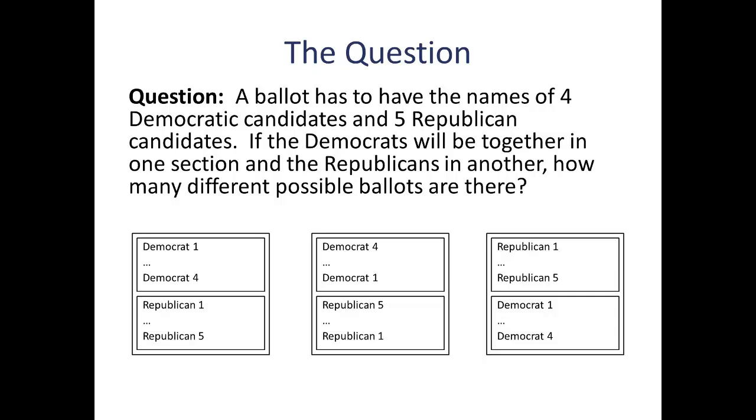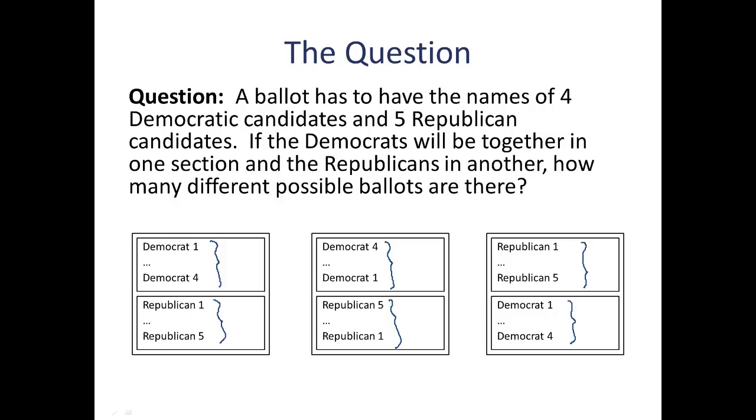To do this, I think it helps to start by taking a look at some sample ballots, just so we see what we're talking about here. In this first ballot, we have a block of Democrats and a block of Republicans. Then in this second sample, we've got the same thing, a block of Democrats and a block of Republicans, but the order of their names has been changed around. And then we also have to consider this case where the Republicans come first and the Democrats come second.